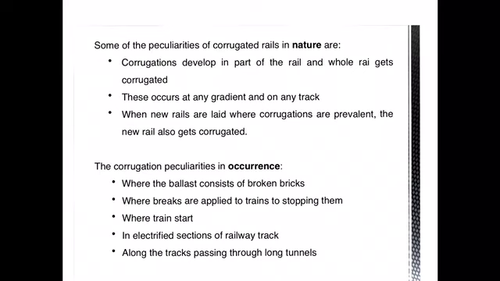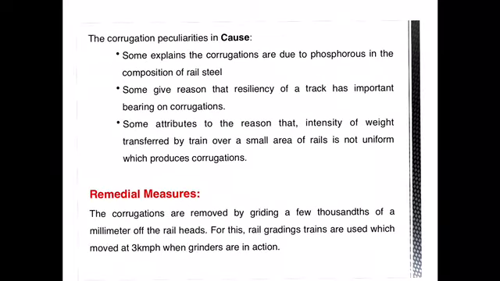Now what are the causes of corrugation? There is no definite cause why corrugations occur. Some explain that corrugations are due to the phosphorus in the composition of the rail steel, and others give the reason that the resiliency of the track has an important bearing on the occurrence of corrugations.